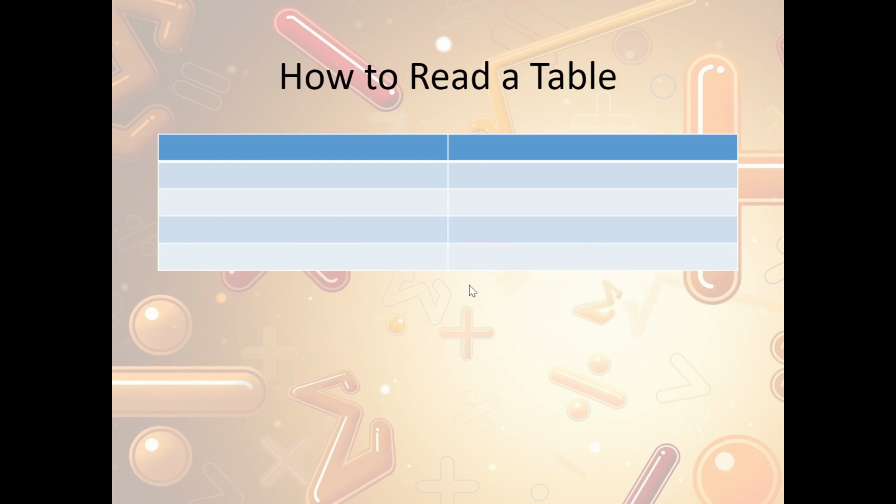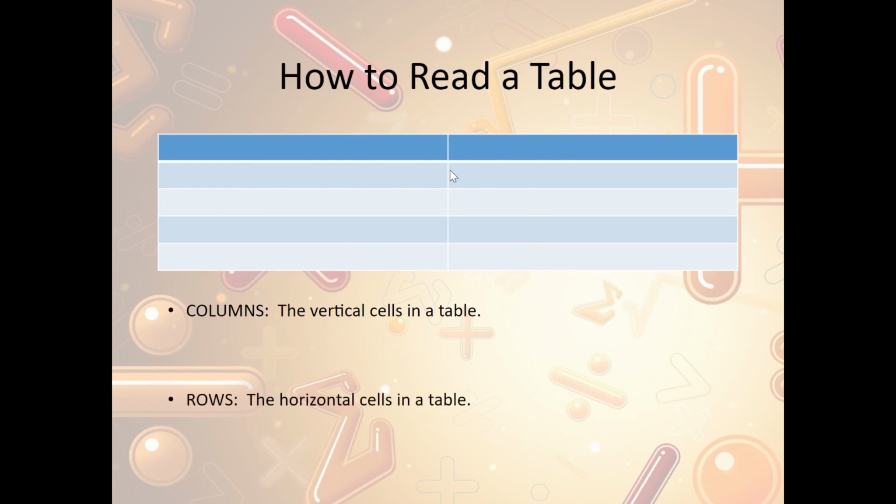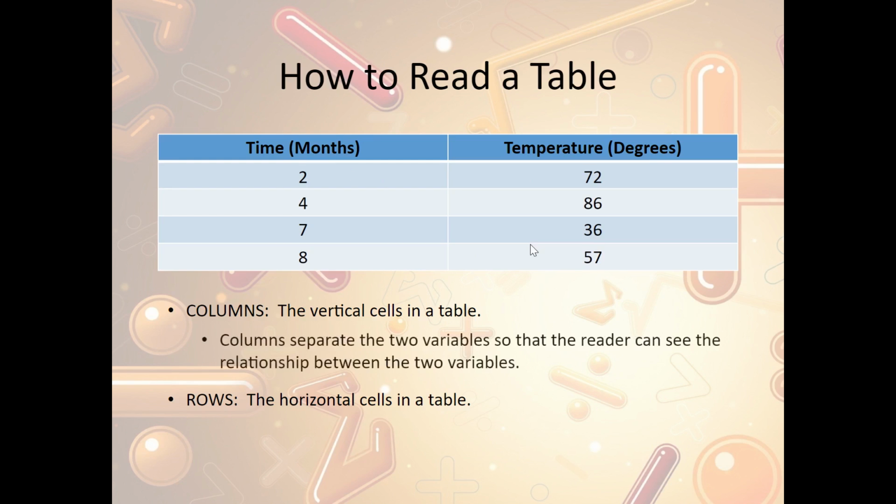How to read a table? The columns are the vertical cells in the table. So this is a column and this is a column. And then we have rows, which are the ones that go horizontally, or side to side. These are our rows. We always label the columns. So in this case, we're calling this one time in months and this one temperature in degrees. And then we fill in the table with the data points.